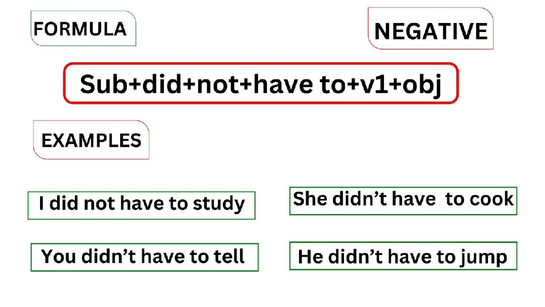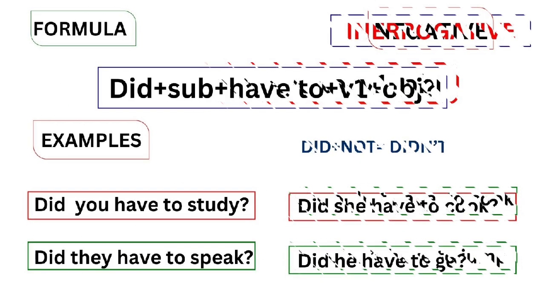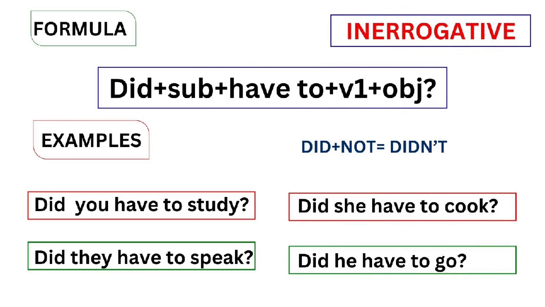In the last session, we had "you had to tell," बताना पड़ा. But in this sentence, you did not have to tell, तुम्हें नहीं बताना पड़ा. The fourth one is he didn't have to jump, उसे कूदना नहीं पड़ा. That is the negative sense. When we talk in a question way, the interrogative, the formula is did plus subject plus have to plus V1 plus object, with a question mark.